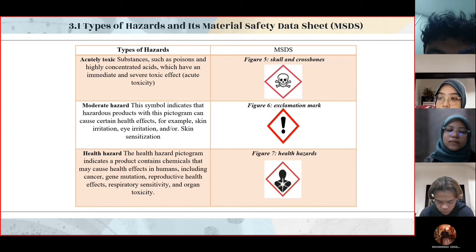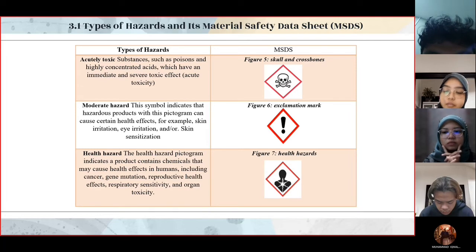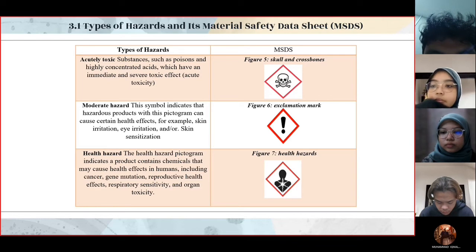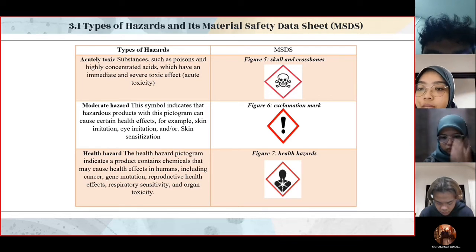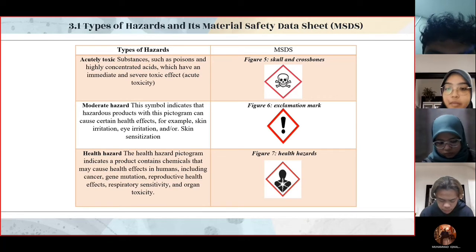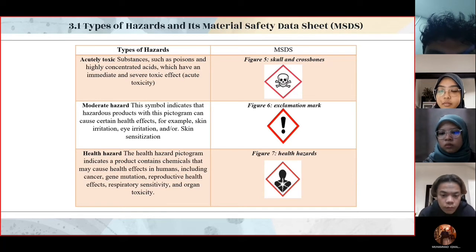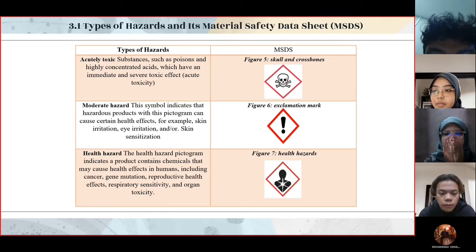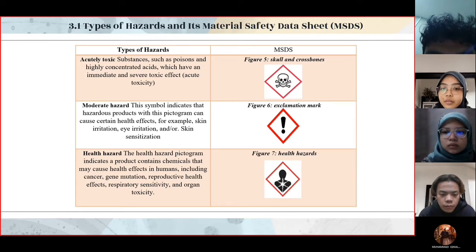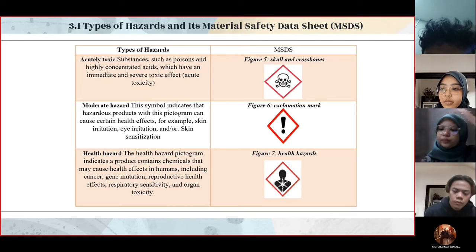Moderate hazard. This symbol indicates that a hazardous product with this pictogram can cause certain health effects, for example skin irritation, eye irritation, and or skin sensitization. Health hazard. The health hazard pictogram indicates a product contains chemicals that may cause health effects in humans, including cancer, gene mutation, reproductive health effects, respiratory sensitivity, and organ toxicity.